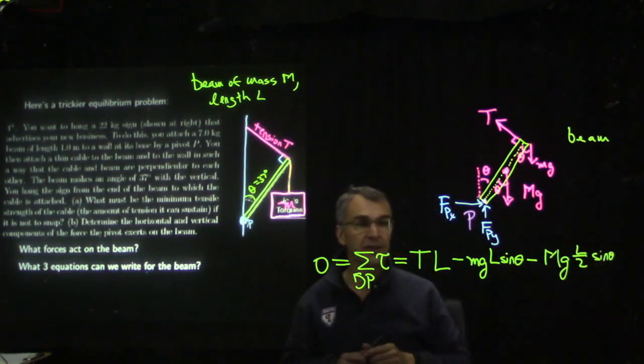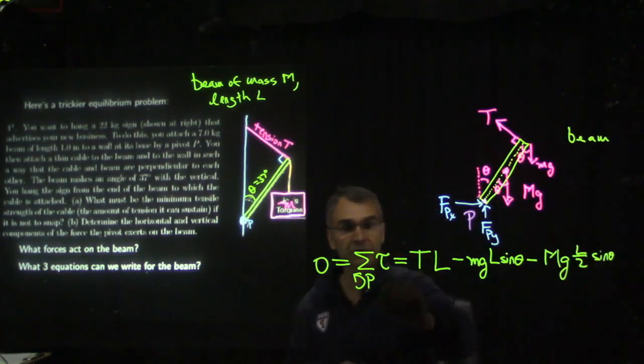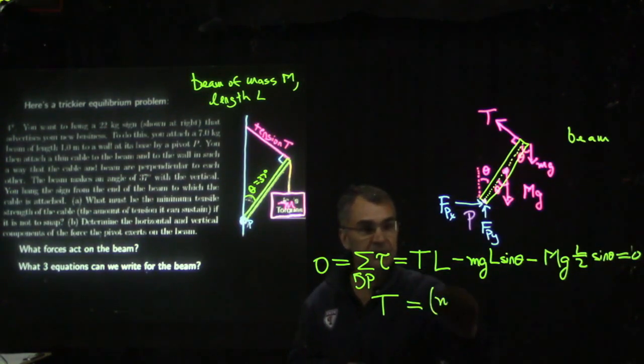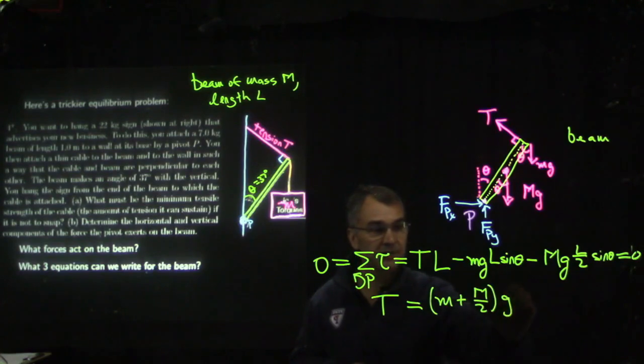So this is nice. The L's will cancel. This gives us directly an expression for the tension. All of this adds up to 0. So we can leave the tension on the left side and move these other terms over to the right side. We get the tension equals little m plus big M over 2, times g sine theta.